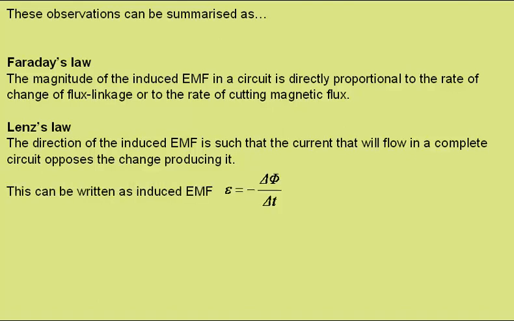This can be written as the induced EMF epsilon is equal to minus the change in flux linkage over the change in time. The minus sign is from Lenz's law, meaning the direction of the induced EMF is in the opposite direction to the change causing it. This part of the expression is from Faraday's law.